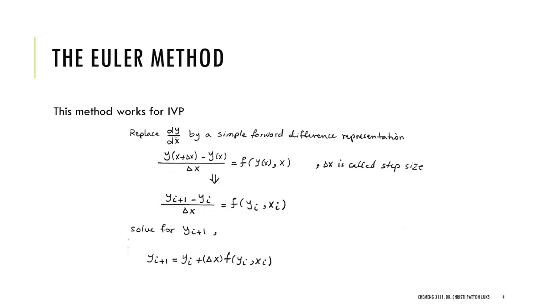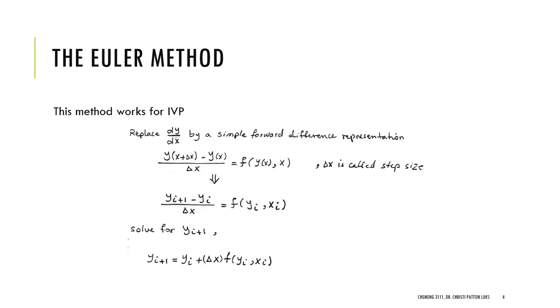We're going to first look at the Euler method, which is a method that works for initial value problems, for IVPs. And logically, this one makes so much sense. We're just going to simply replace the dy/dx with a really straightforward forward difference representation, the easiest one we've got. So (y(x + Δx) − y(x))/Δx is going to be this function of my y and my x. Now that Δx we're going to call the step size.